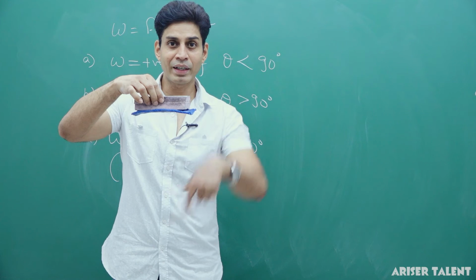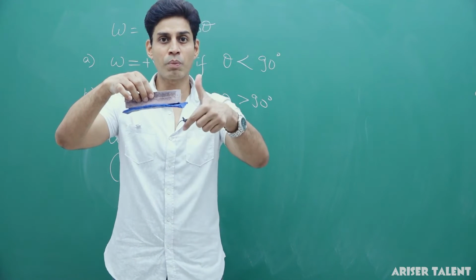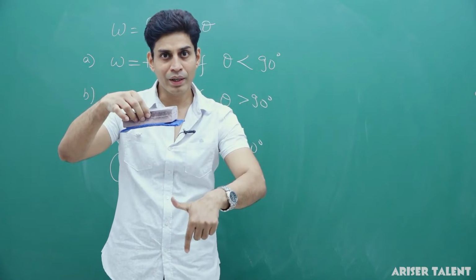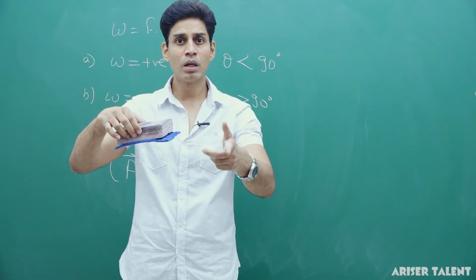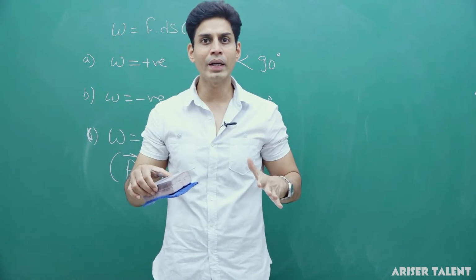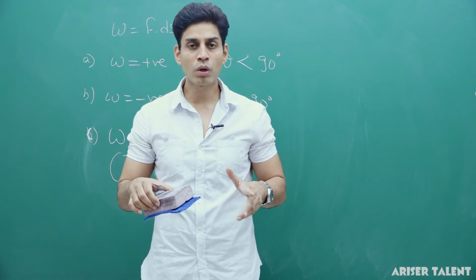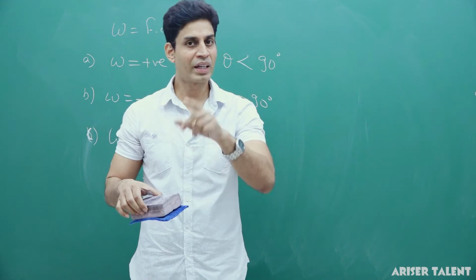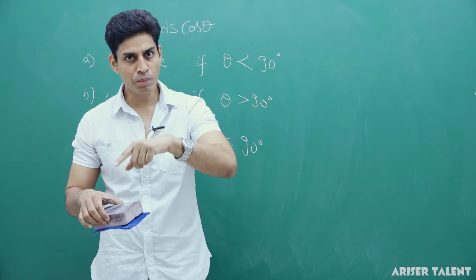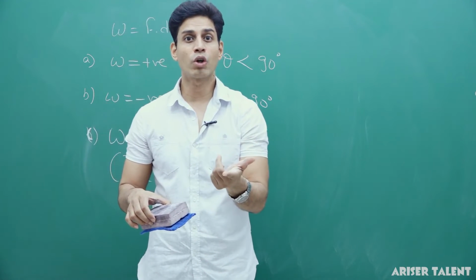Now gravity was acting downward and the displacement is upward. Gravity is downward and the displacement is upward. That is, the angle between force and the displacement is 180, and cos 180 is -1. So the work done by gravity is minus mgh. mg is the force, h is the displacement, and cos 180 degree is -1.